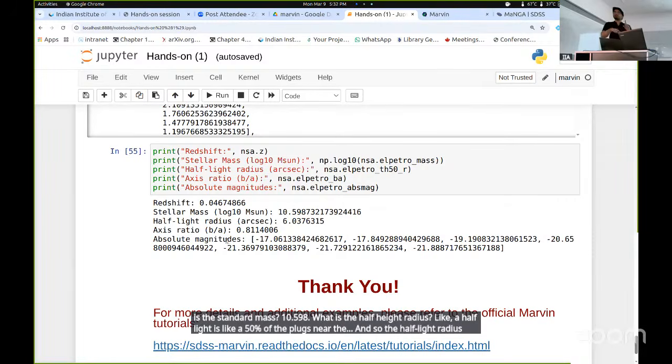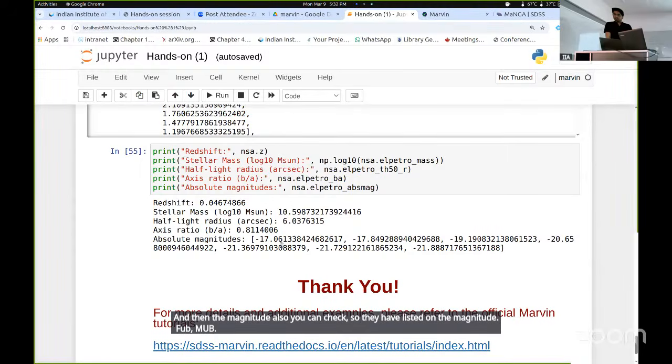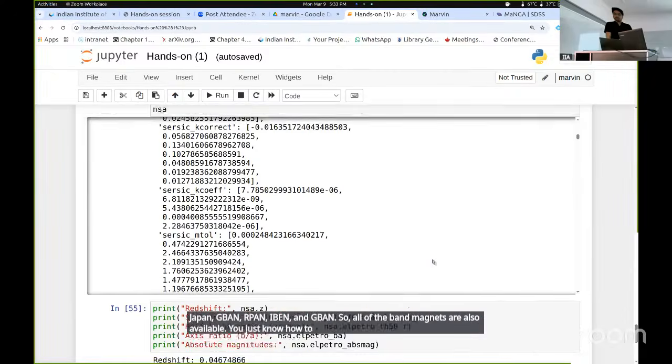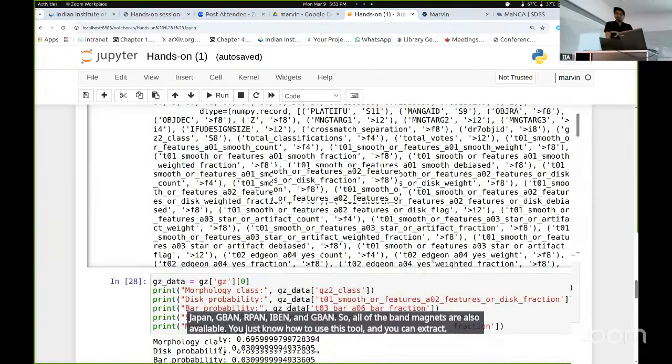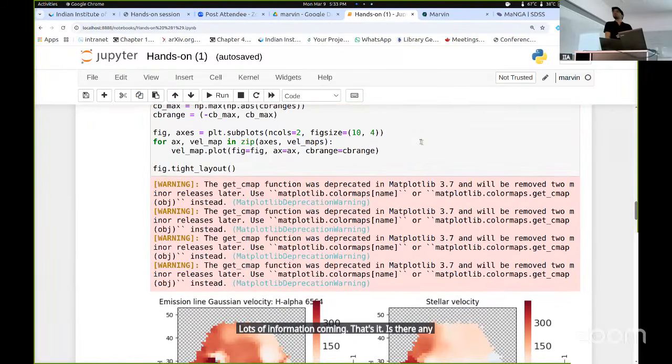And then the axis ratio. They fit the galaxy with elliptical contours, and at the lowest surface brightness contour, they see the associated b and a, the semi-minor by semi-major axis ratio. And then you can check the magnitudes also. They have listed the magnitudes: FUV, NUV, U band, G band, R band, I band, and Z band. So all of the band magnitudes are available. You just need to know how to use this tool, and you can extract lots of information from it. That's it. Any questions?